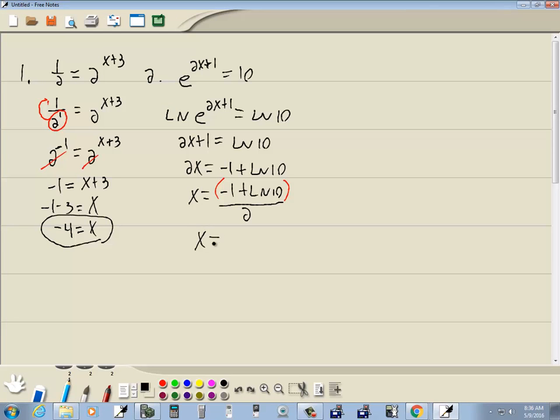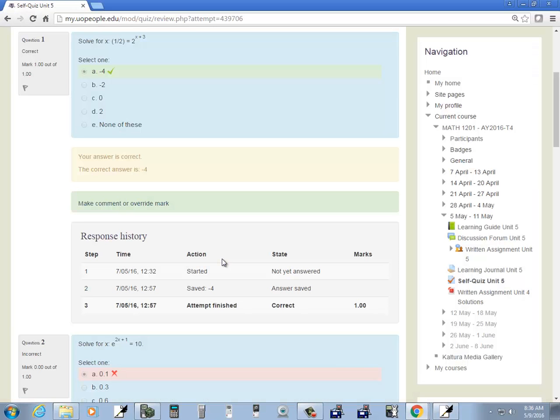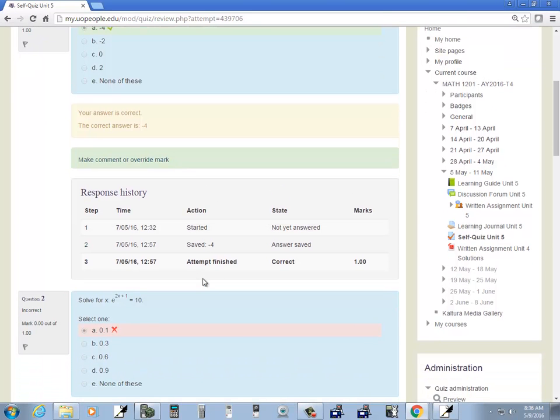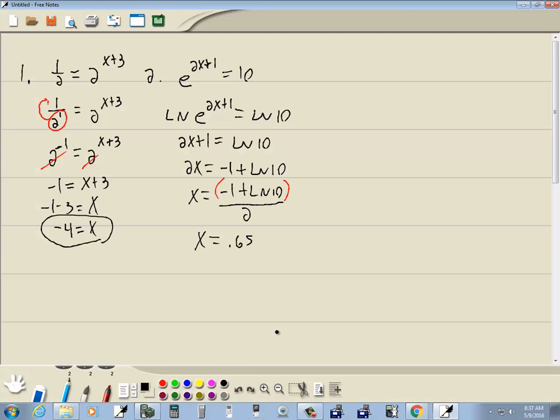And we get x is equal to 0.65, and they probably rounded to 1 decimal place if I had to guess. That's interesting. I rounded correctly. Let me double check myself.